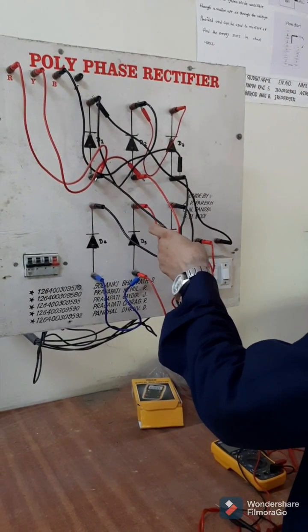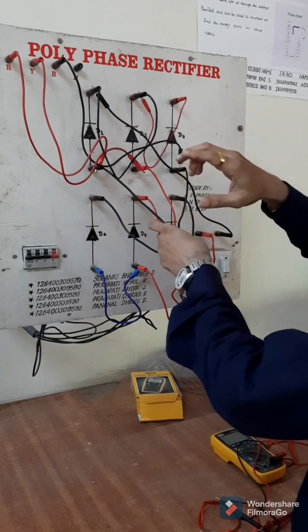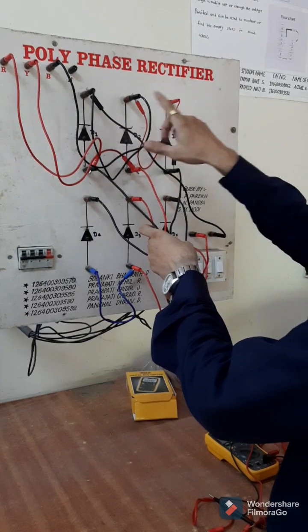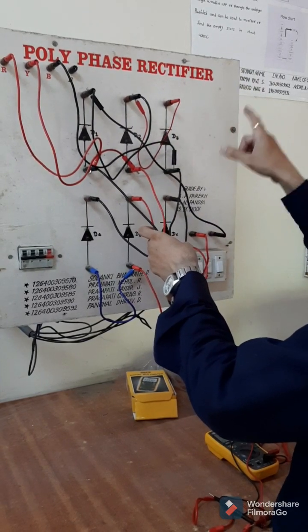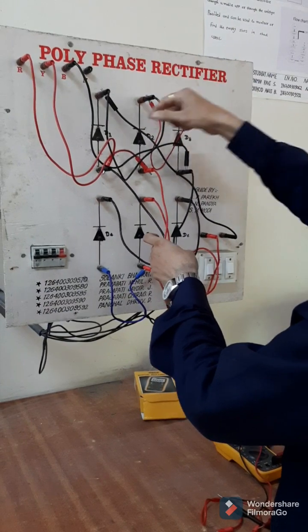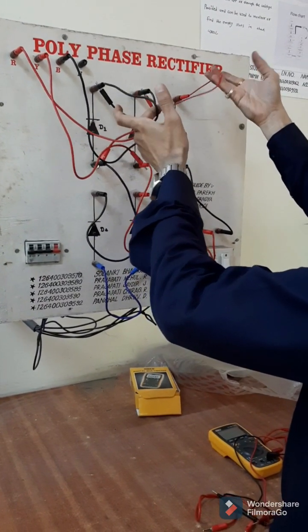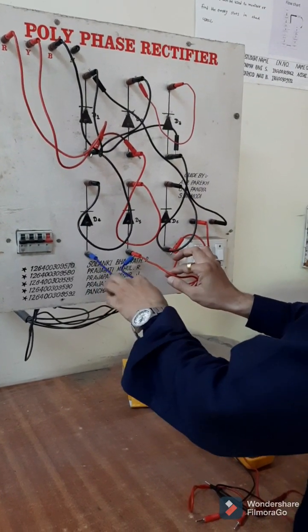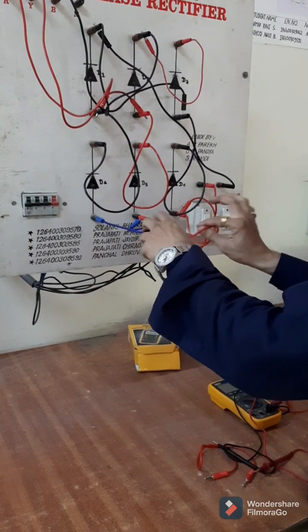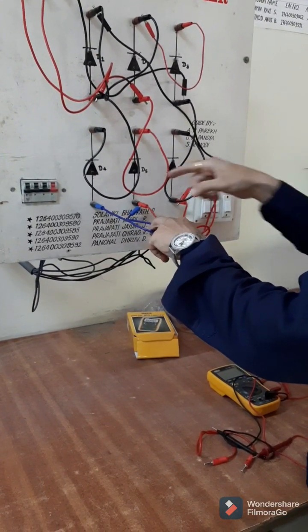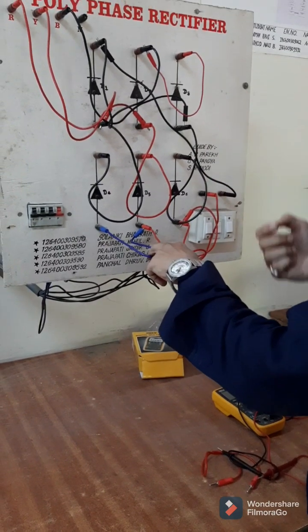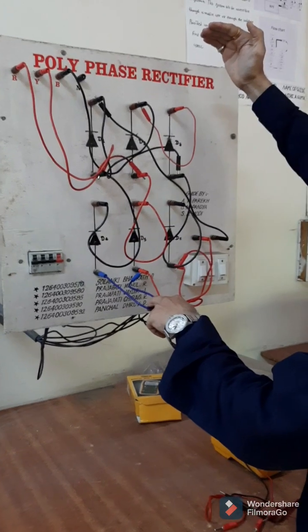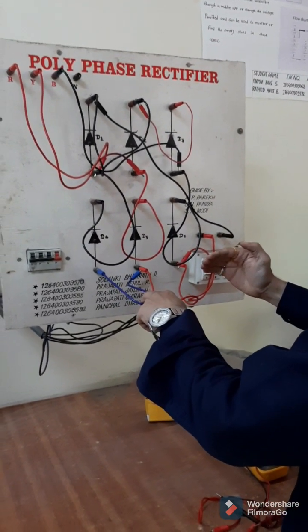Now we need to connect the load. As I have told you, D1, D2 and D3 are called the positive group of diodes, meaning they are going to be connected in a common cathode configuration. So these 3 are connected in common cathode configuration. Similarly, D4, D5 and D6 are connected in common anode configuration like this. They are just shorted together, connected together to form a single point. Now the load has to be connected between the common cathode and the common anode terminal.